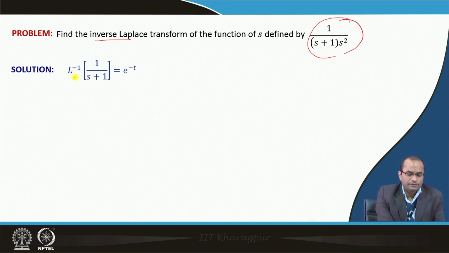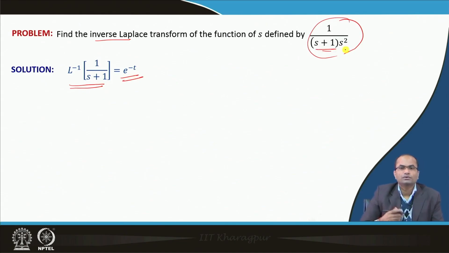So, the Laplace inverse we know for 1 over s plus 1 is e power minus t. There are two ways now to go. Either we can go with the partial fractions and then get the inverse, which we have already done before. Another approach, which very often is simpler than getting these partial fractions, would be this convolution theorem.